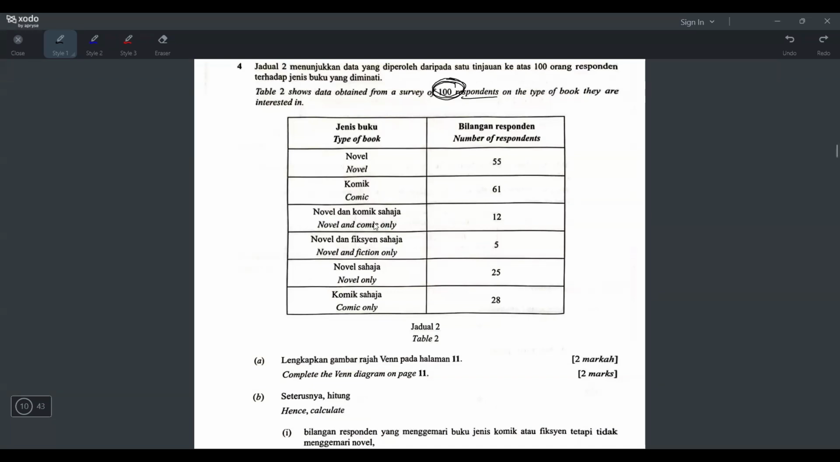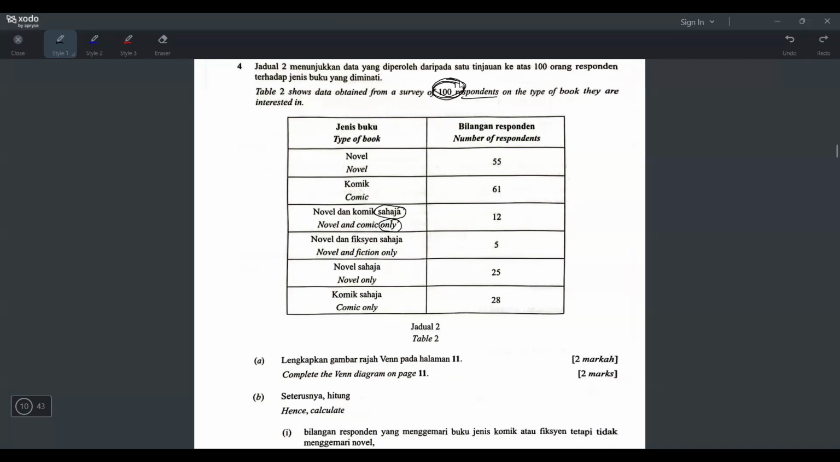The word only is very important. Later I'll explain to you. This perkataan only sahaja, this word will change the whole meaning. If you don't know the meaning of only, you cannot do this question. It's okay, I will go through everything first. So novel and fiction 5, novel only. Okay, semua dah bagi. A, it says complete the Venn diagram on page 11.